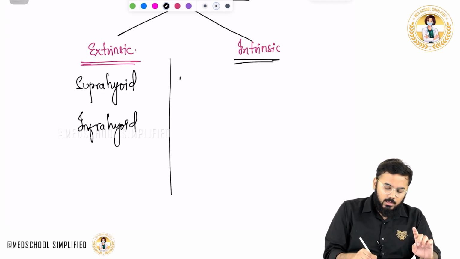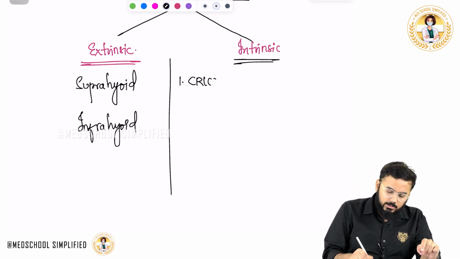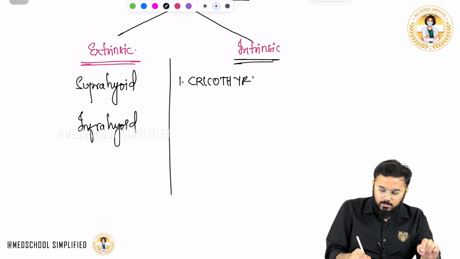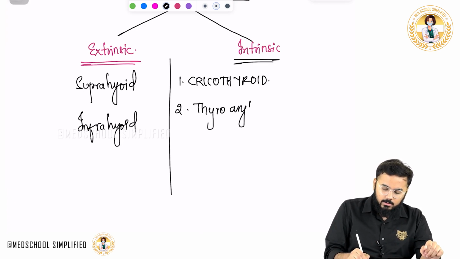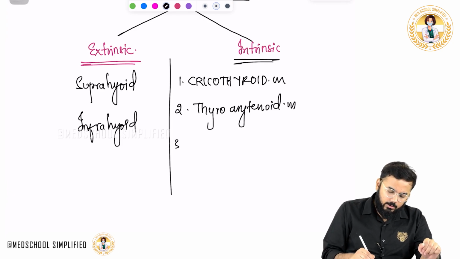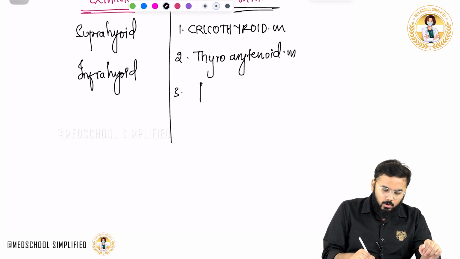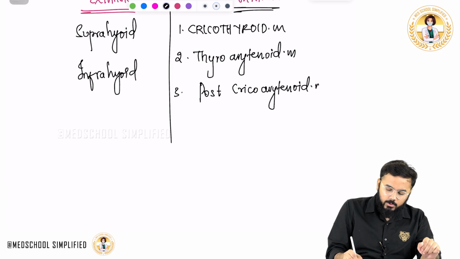First of all, let me write it down and then I will discuss each muscle. The first muscle is your cricothyroid muscle. I will show each individually. The second important muscle is called your thyroarytenoid muscle. Cricothyroid muscle, thyroarytenoid muscle. The next one is the posterior cricoarytenoid muscle. Just write it down.